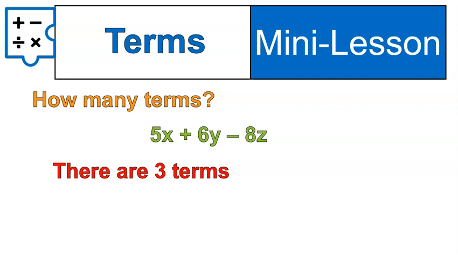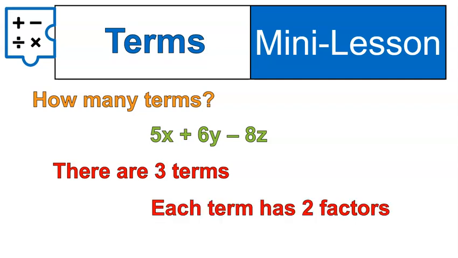There are three separate terms inside there, and you could even expand this further and say that each term has two factors. 5x is 5 times x, 6y is 6 times y, and 8z is 8 times z. So that's how we're going to be talking about this, all right? In the words of terms and factors.